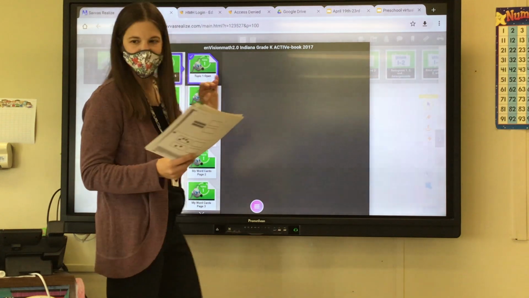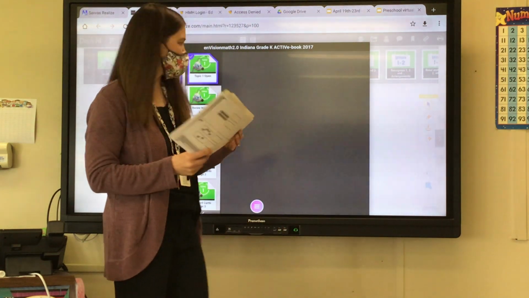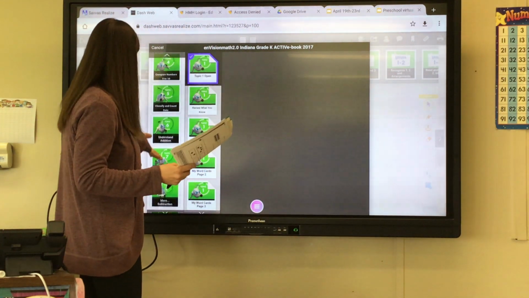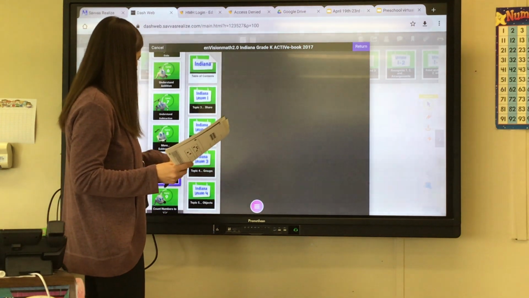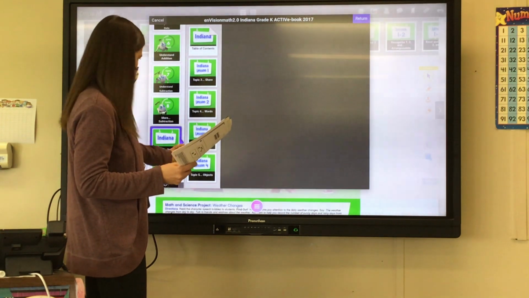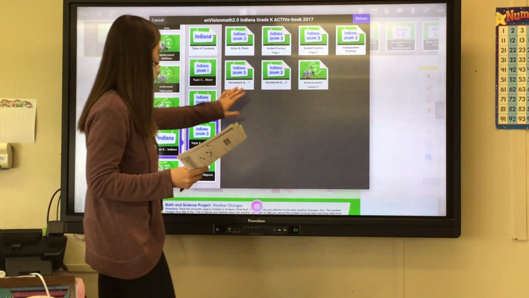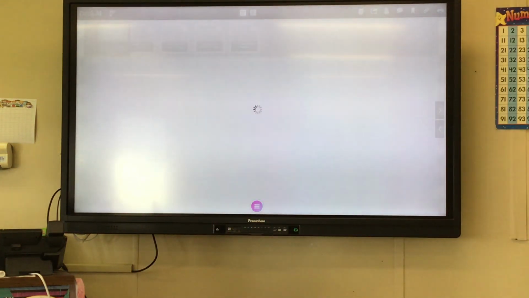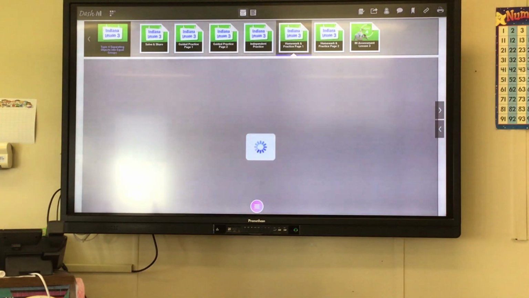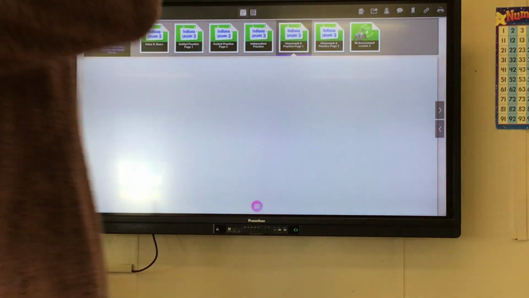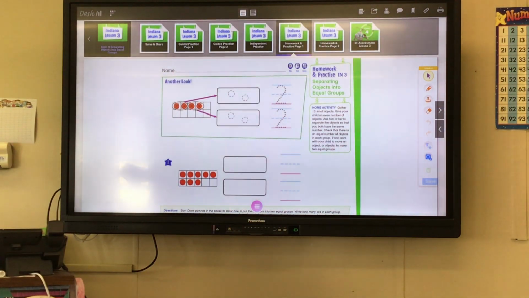Then we're going to do the homework together. So I'm going to pass out the homework paper. Alright, here's the homework. Once you're done with that, make sure you write the numbers. Was that last one in equal groups? Yeah, so you can break them into one color in equal groups.